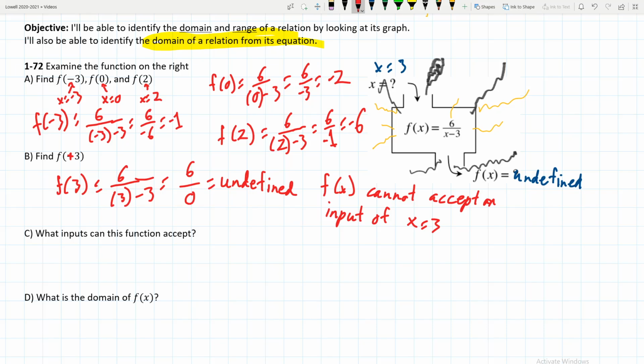That'd be an example of this. And so what inputs can this function accept? Again, this is the exact same question: what is the domain of f of x? So these two questions are actually exactly the same.